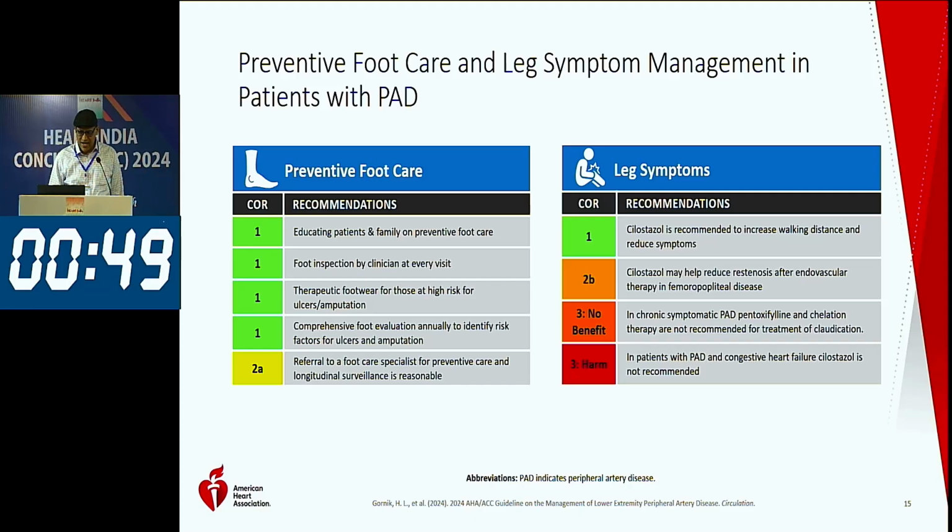Preventive foot care and leg symptom management in patients of PAD. Education is important, foot inspection, then care of ulcers, and all these things are important. And for patients having leg symptoms, cilostazol is one of the drugs that they propose to increase walking distance and reduce symptoms, and it is a class 1 recommendation in the ACC guidelines. They have not commented in the ESC guidelines. But pentoxifylline, they have shown that it has no benefit, so it should not be recommended in patients of peripheral arterial diseases.